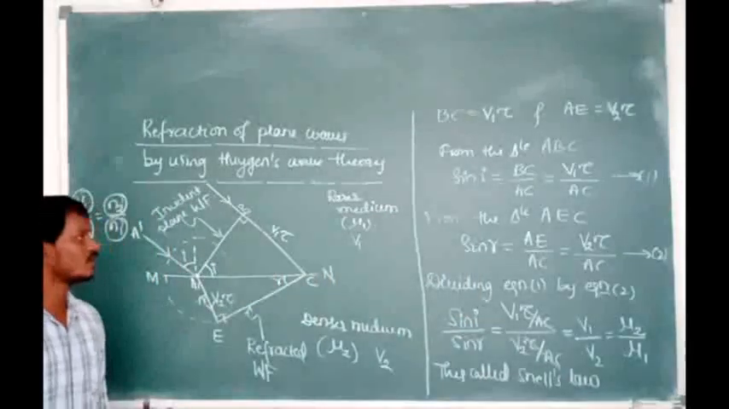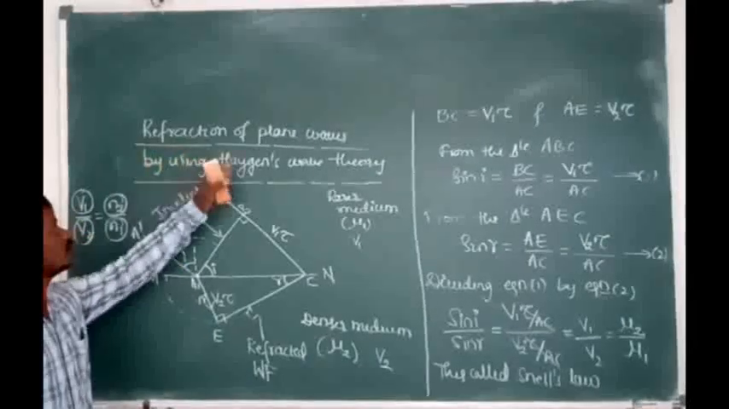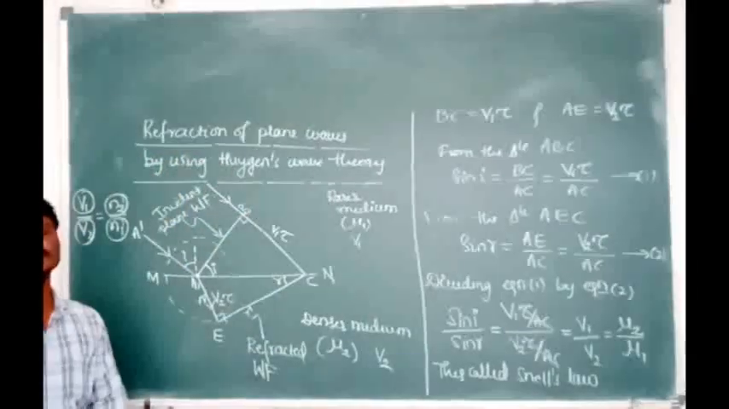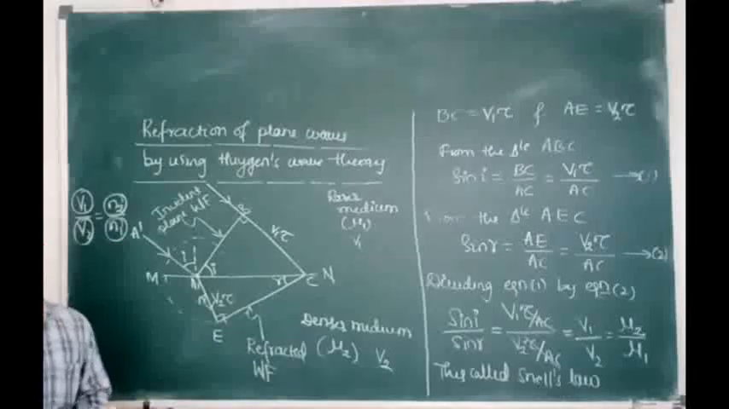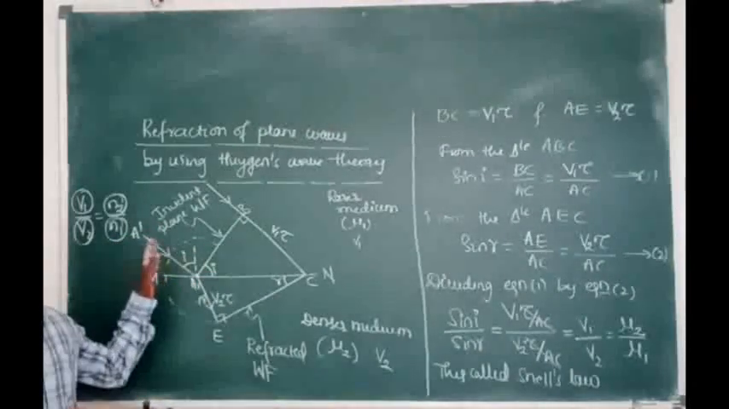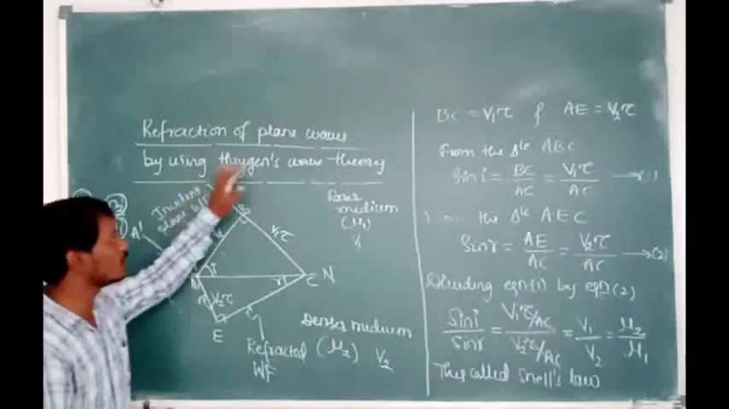So this is about the refraction of plane waves by using the Huygens wave theory. Both derivations are very important: reflection of plane waves and also refraction of plane waves by using the Huygens wave theory.